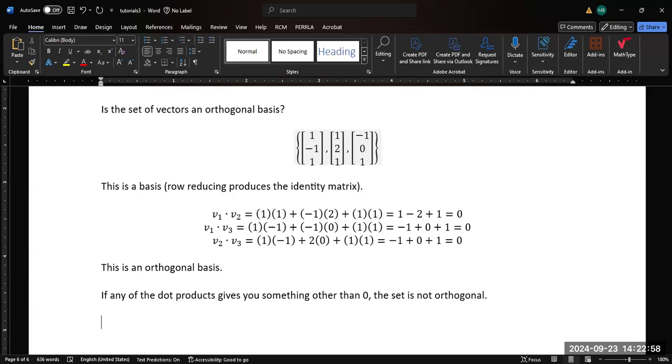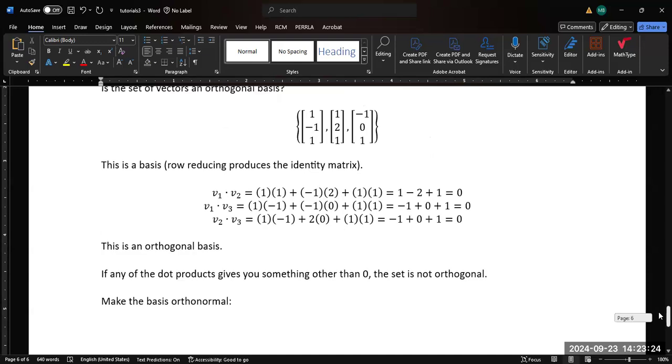But for now, we're not going to worry about turning a basis into an orthogonal basis. We're just checking to see if it is orthogonal. Now, once it's orthogonal, we can turn it into an orthonormal basis. Make the basis orthonormal. So any process that involves making an orthonormal basis involves first starting with an orthogonal basis. We have that. So to make the basis orthonormal, we would divide every vector by its length.